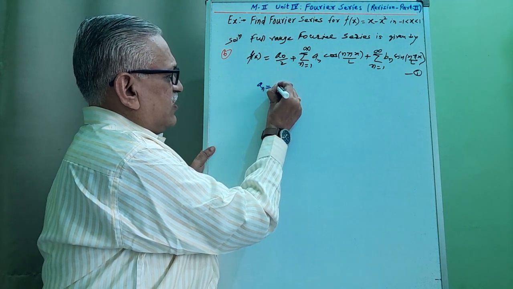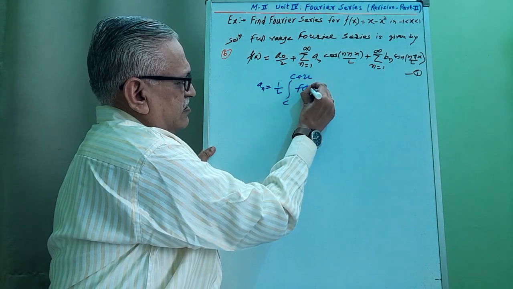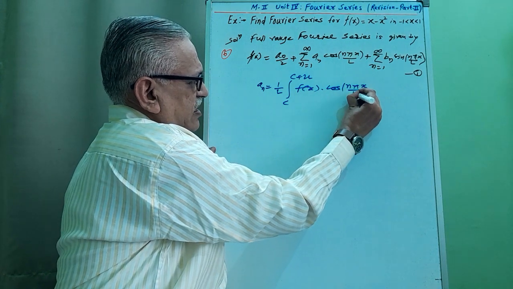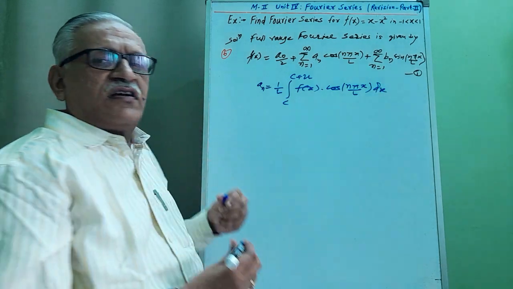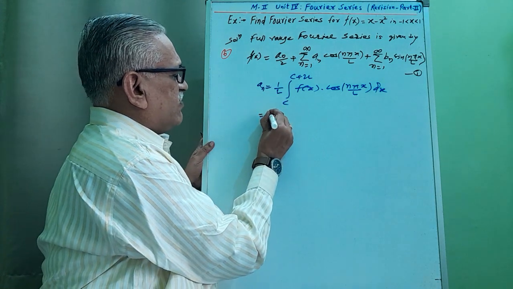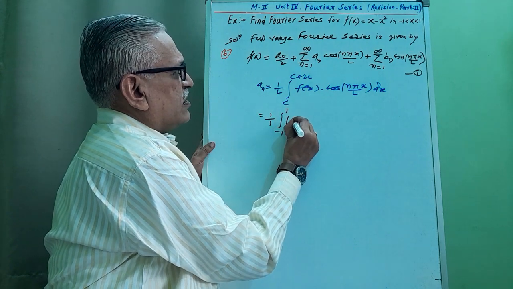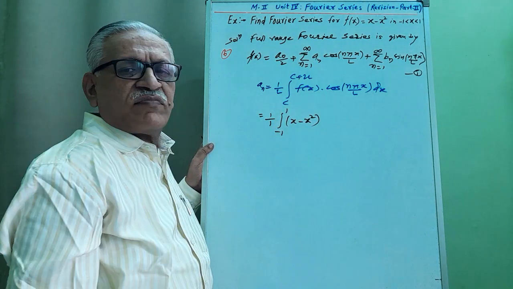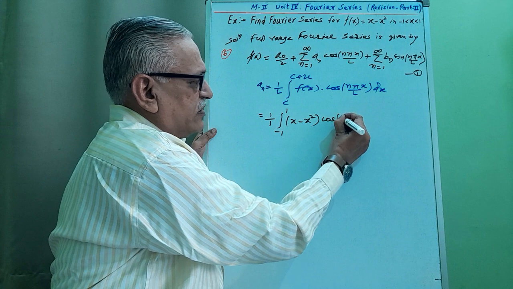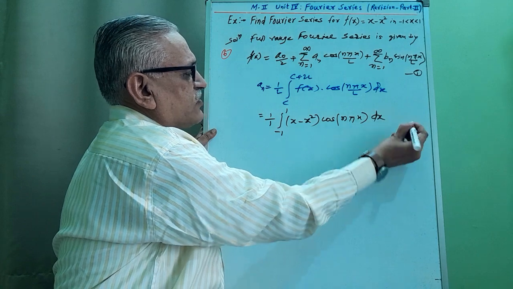an is given by the formula 1 by L integration from C to C plus 2L f of x multiplied by cos n pi x by L, and its integration with respect to x. Substituting the values, L is 1, therefore 1 by 1, C is minus 1, C plus 2L is 1, f of x is x minus x square, and into cos of n pi x by L, L is 1, therefore it becomes cos of n pi x, and then its integration with respect to x.